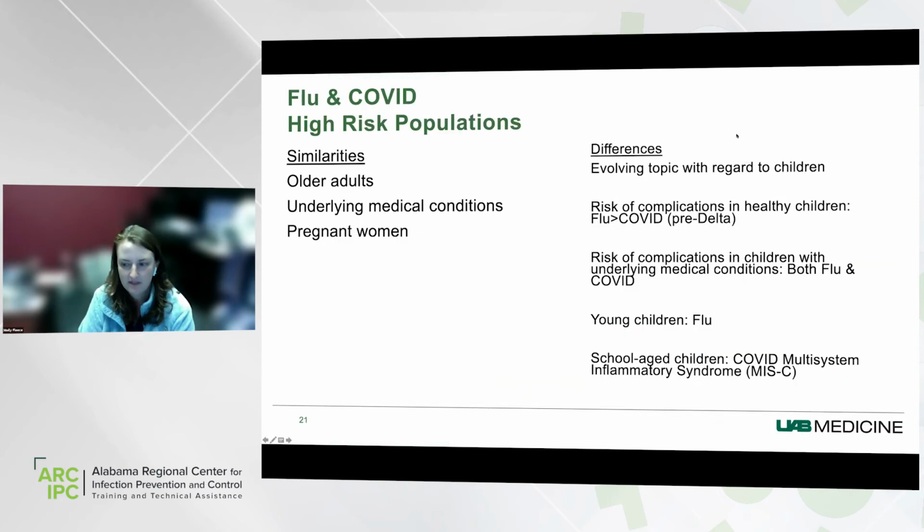So high-risk populations are similar between the groups with regard to older adults, underlying medical conditions, and pregnant women, but it's been an evolving topic with regard to children. And that has to do with strains pre-Delta and then what we saw with the onset of Delta. So in pre-Delta, the risk of complications in healthy children was felt to be higher with flu, but certainly in those children with underlying medical conditions, there was a risk with both flu and COVID for complications.